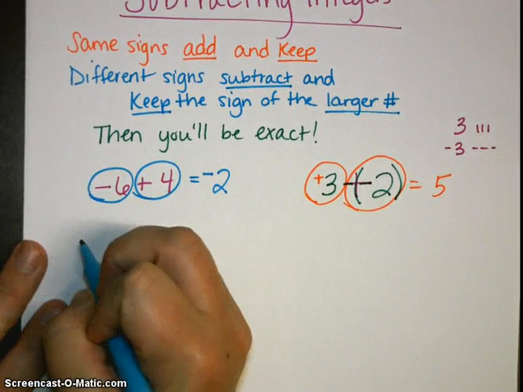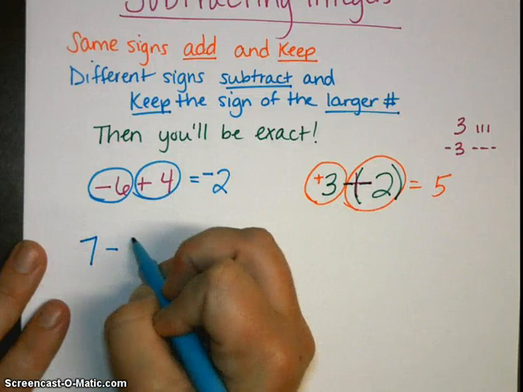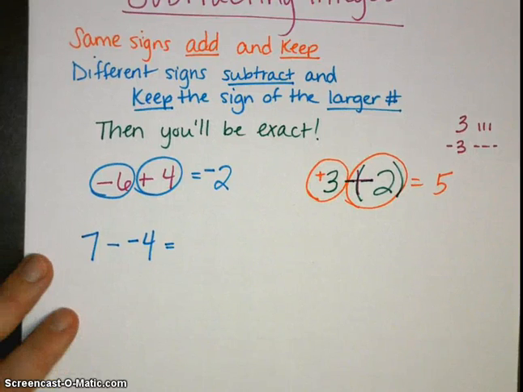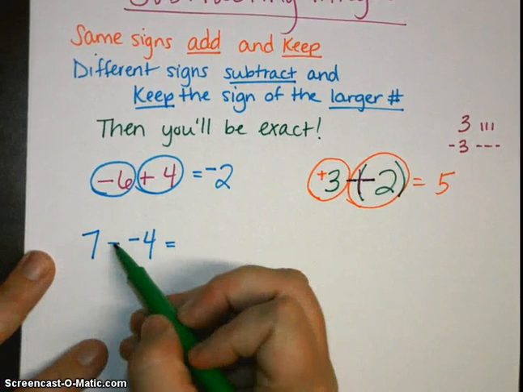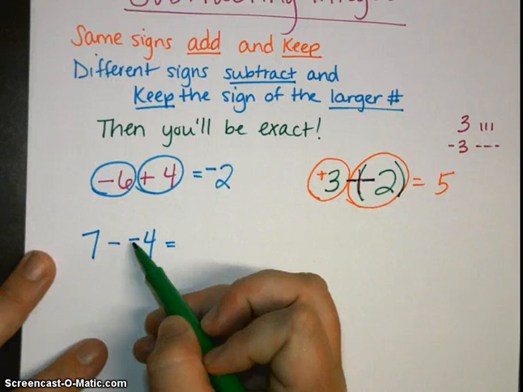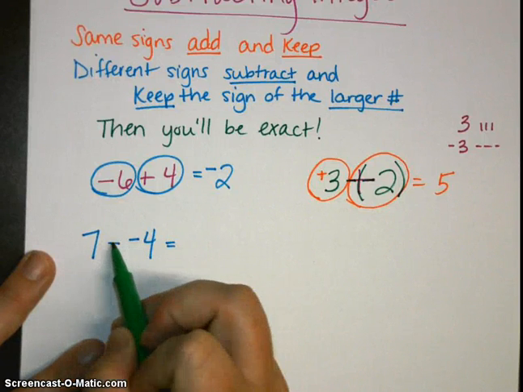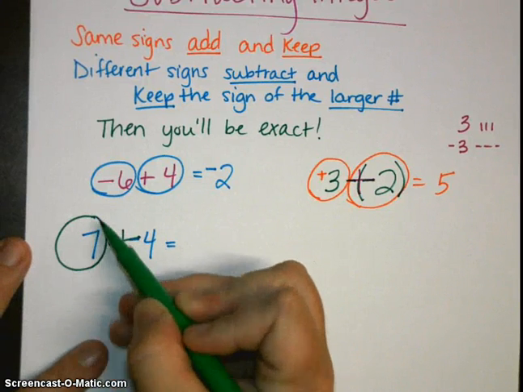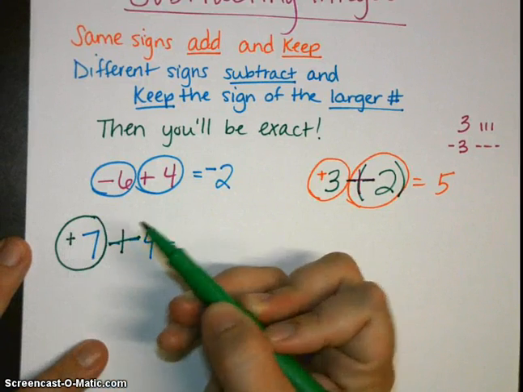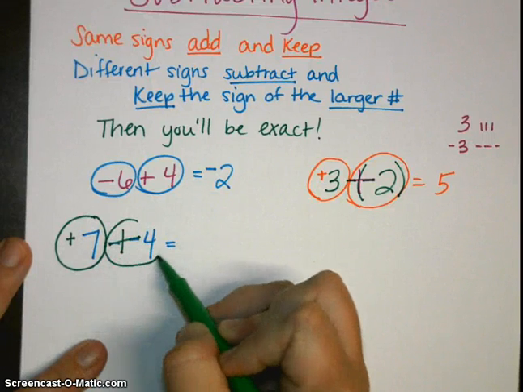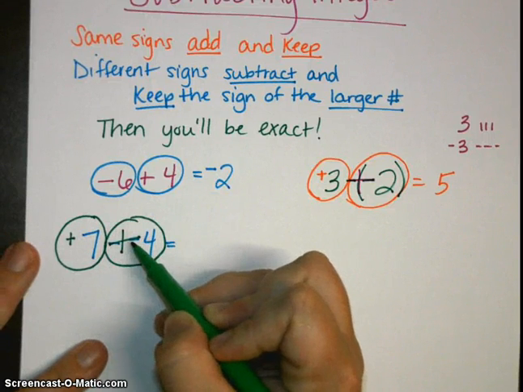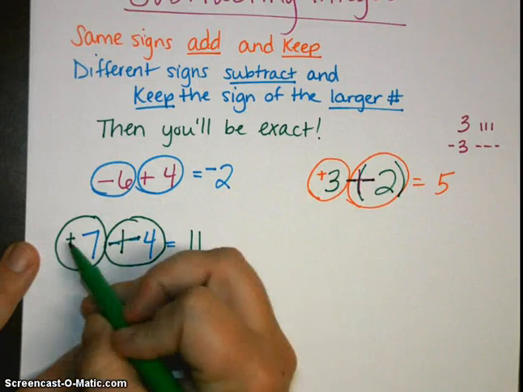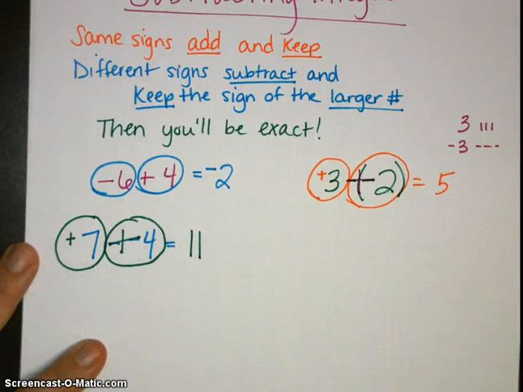Let's take a look at another one. Let's look at 7 minus -4. Again, I'm going to see that I have a double negative, which now I know becomes a positive because the opposite of negative is positive. Then I circle the signs in front. 7 is positive because there's nothing in front. 4 is positive because there's a plus sign in front. Same signs, add. So 7 plus 4 is 11. Keep the sign, it's positive, so the answer is positive.